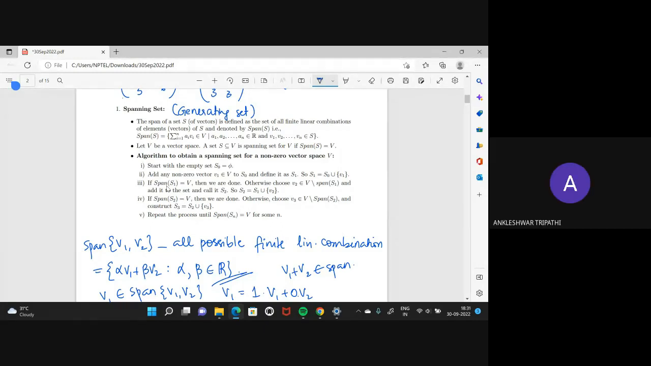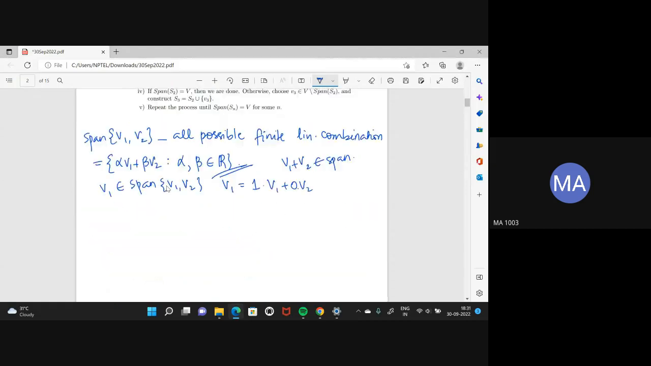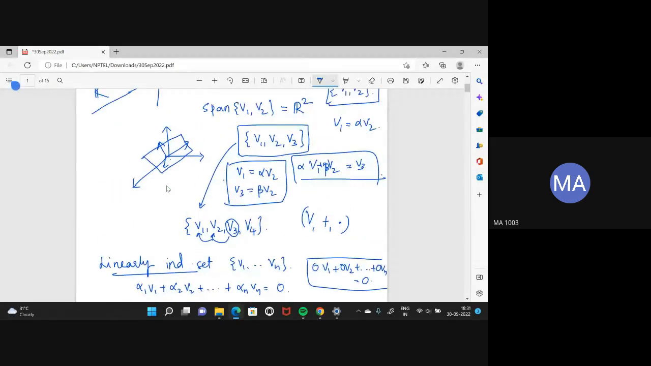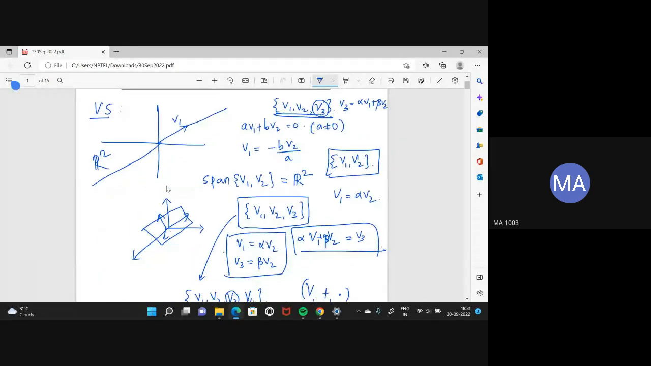Ma'am, can you explain it geometrically also? Yes, I'll tell. So span is nothing but you're trying to find all possible linear combinations. That's what I was talking about here. So what is the span of V1, V2? If I have a linearly independent set, with V1 and V2 here, when I span this, when I take all possible linear combinations of this, what am I generating?